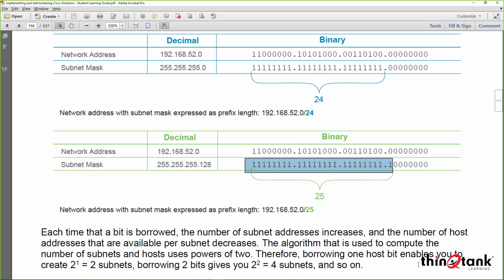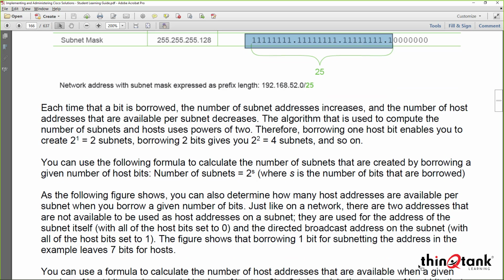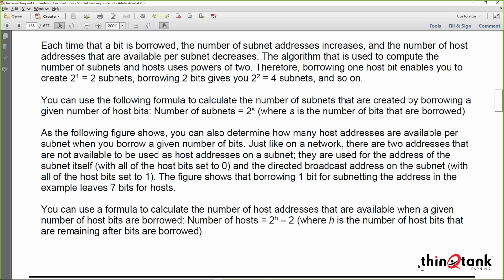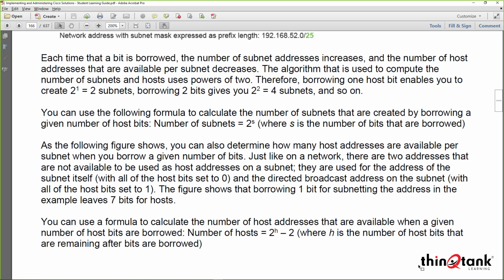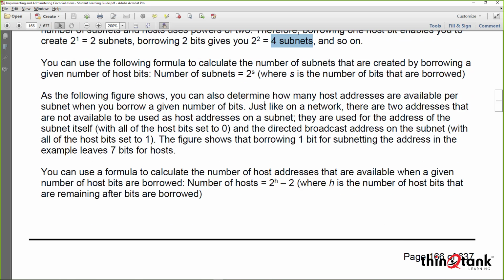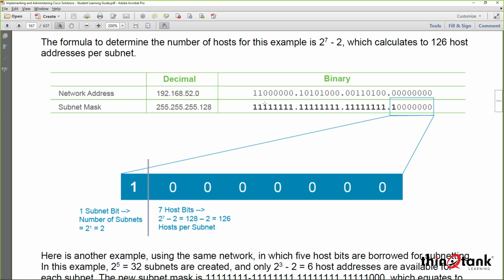All right? So each time you borrow a bit, you're creating twice as many networks. This is the formula, right? Remember we said the subnet formula was 2 to the power of n equals subnets? We borrowed 1, that's 2 subnets. If I borrow 2 bits, that's 4 subnets, and so on. So the book is going through the same calculations that we did. I just try to do it in one concise discussion, right?